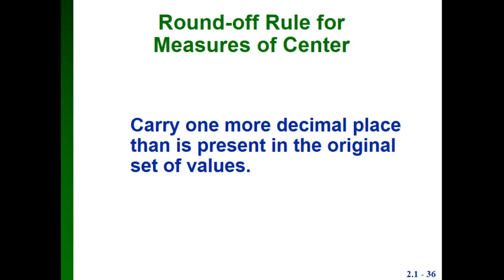If our original data set values went to one decimal place, then we would round our measures of center to 2 decimal places. So we just go one more decimal place than what we have in our data.